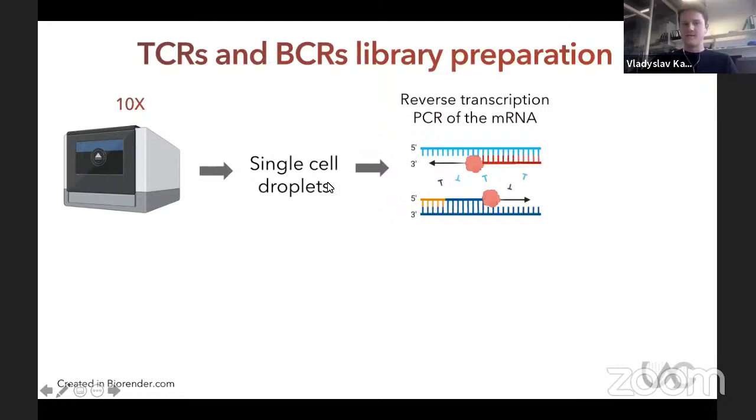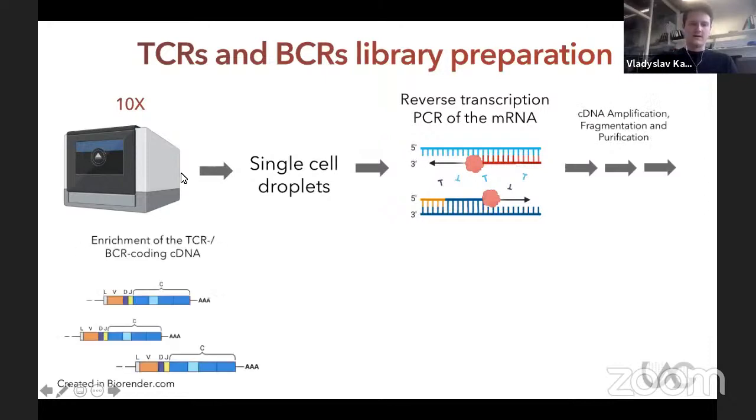So that is something that we heard maybe 10 times on day one, and what we could repeat once more today. So what is the principle of the TCR and BCR library preparation? Basically, we are doing something very similar. In parallel to synthesizing the gene expression library, we may synthesize a library that contains information about TCR and BCR exclusively. So how can we do it?